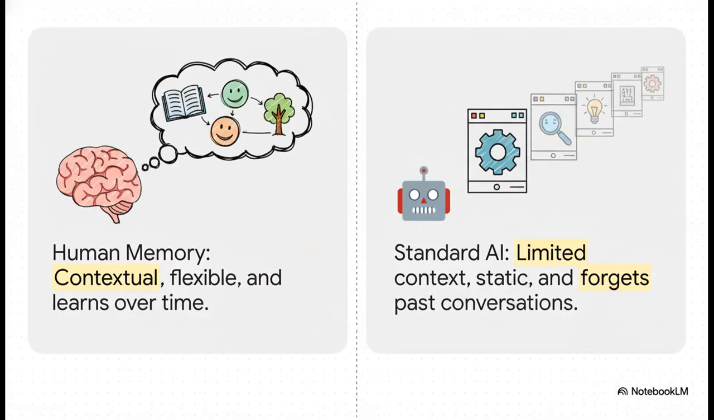You see, our memory is flexible. It builds on itself. It gets context. But a standard AI, its memory is kind of like a goldfish. It has this very short, limited window, and once you move past that, it basically forgets the entire conversation ever happened. And that is the huge problem that needed to be solved.